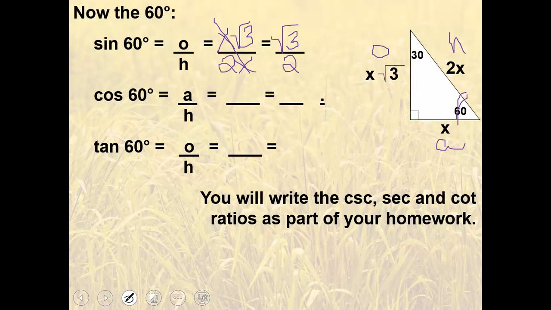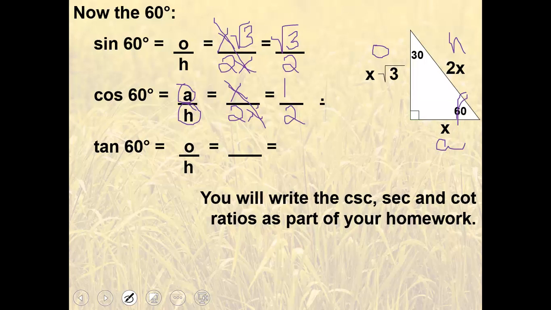The cosine of 60 is the adjacent side over the hypotenuse. My adjacent side is x. My hypotenuse is 2x. My x's cancel, and it's 1/2.